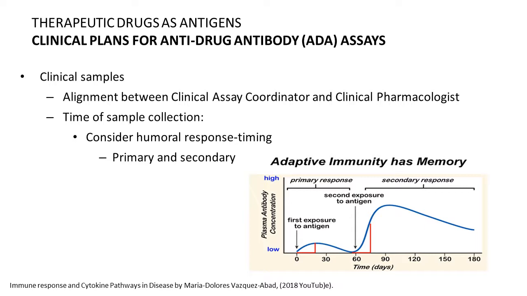When you have a second exposure to an antigen, so in this case a second drug administration, you may mount a secondary response, which means your adaptive immune system has developed memory and these cells are primed and will respond. The time frame for being able to detect the response after the second exposure may take 15 days to a month to actually be able to detect it.